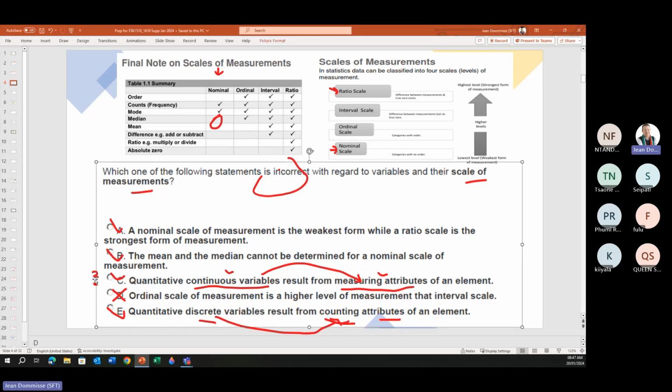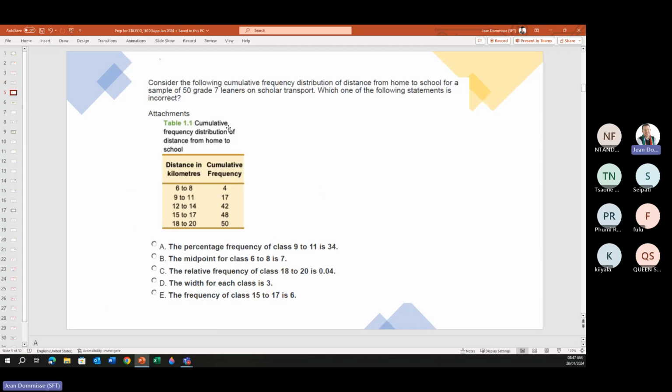Okay, so that was basically study unit 1. Then study unit 2 starts looking at, they tell you what variable it is. Then they tell you that you need to look at that variable and represent it in a visual format.